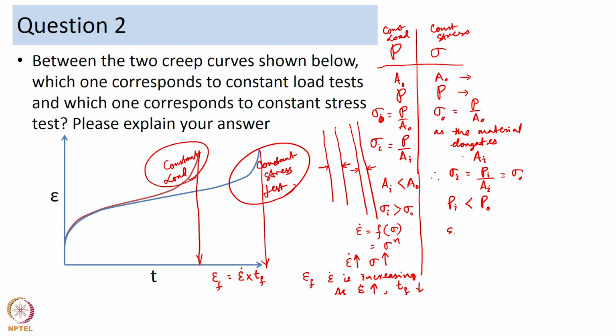So, again epsilon dot is equal to some function of stress, say sigma to the power n. Since sigma is constant, epsilon dot is going to stay constant till a point. And since epsilon dot in a constant stress test is going to be lower than in a constant load test, the time to failure in a constant stress test is going to be greater than the time to failure in a constant load test.